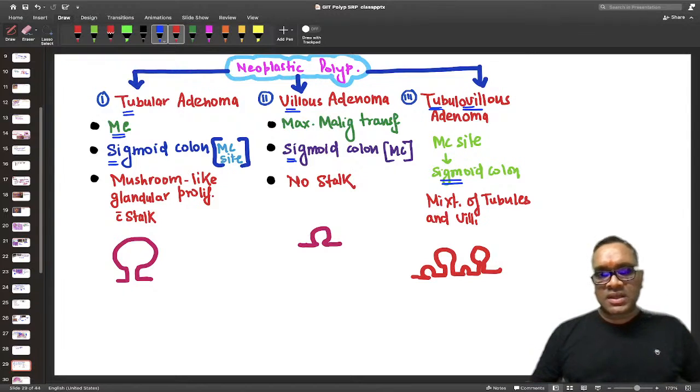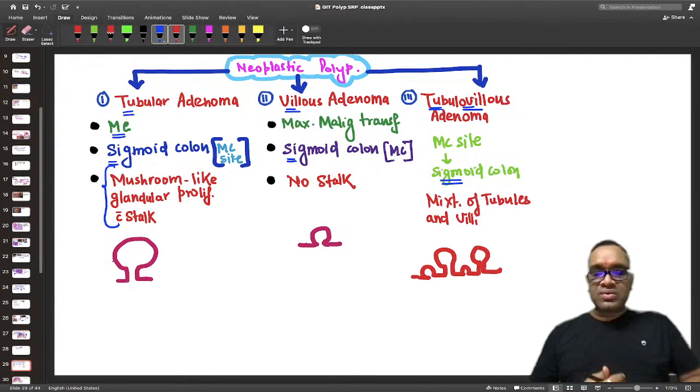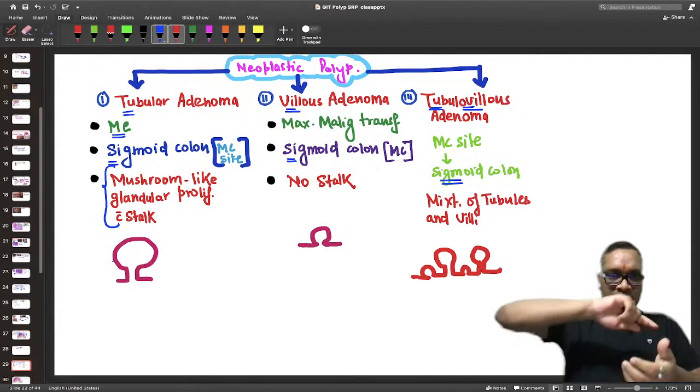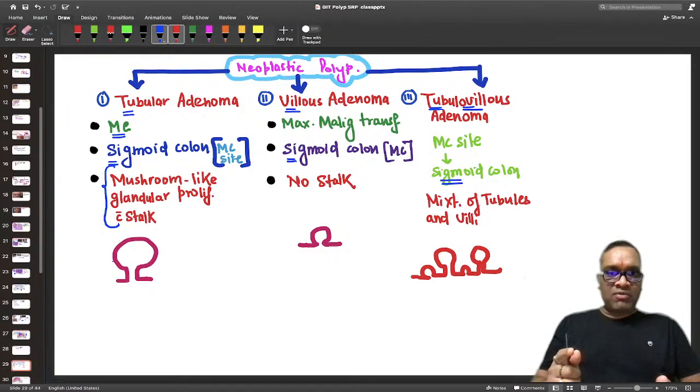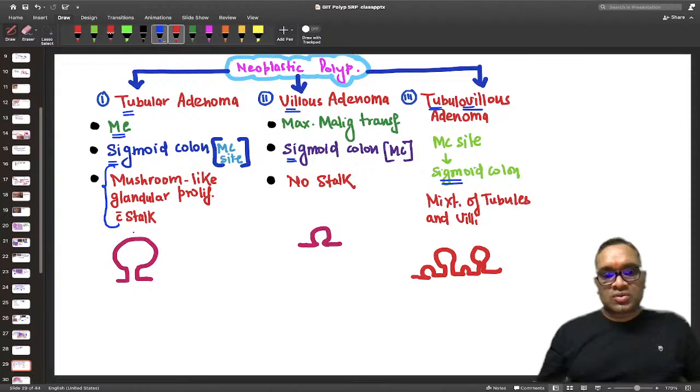Now the difference is you will see mushroom-like glandular proliferation with a stalk. Can you see when I was showing you? That time also I shared, can you see the shape of the biopsy? It was looking like a mushroom and there was a small stalk. So you can see there is a mushroom-like appearance of the gland and there is a small stalk. So that is called tubular adenoma.